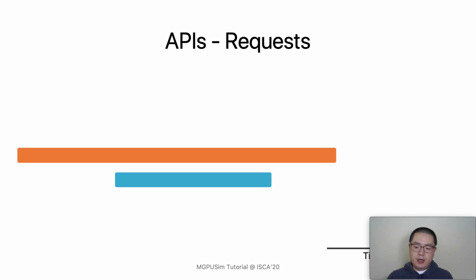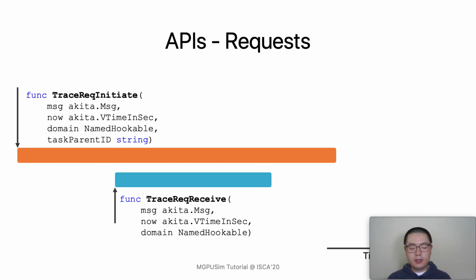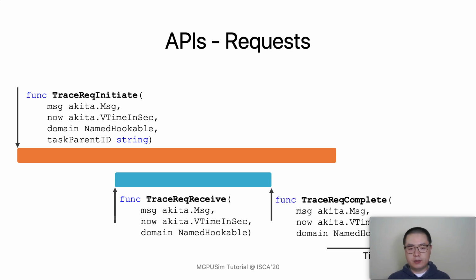And what APIs can we use to capture this behavior? We can use trace request initiate when this request is created at the beginning. Now when it is received by the receiver, we can use this trace request receive API to capture this moment.